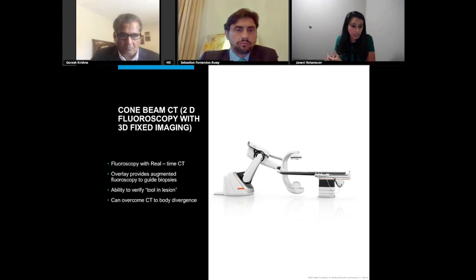Once we gained some experience with the 2D, we then started experimenting in the cone beam room. We've done a lot of cases in the cone beam room pre-Ion, but we tried to see if we can get the two to merge. And there's data out there about this already as well. As you saw, Dr. Krishna's data included all cone beam CT patients, but for those who don't have a ton of experience with cone beam CT, this affords you the ability to have fluoroscopy with real-time CT. You can then overlay augmented fluoroscopy to help guide your biopsies and have the ability to verify tool and lesion on 3D planar imaging, but also directly under fluoroscopy when you're biopsying a patient. And this can overcome that CT to body divergence.